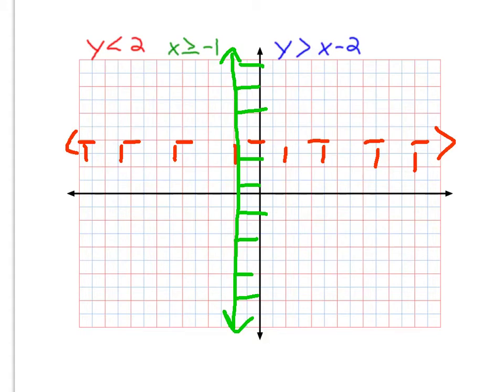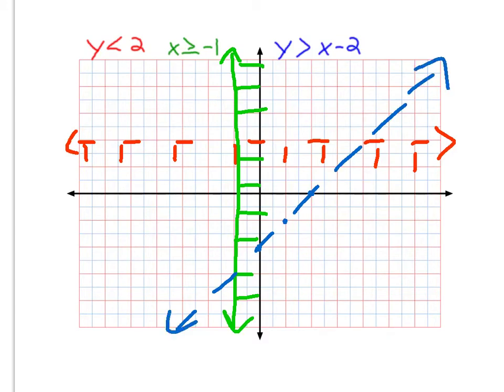It's y is greater than x minus 2, so I'm going to put a dot at -2 on the y-axis. Our slope goes up 1 and over 1, and up 1 and over 1. We're going to make sure that that's a dashed line running through these points, and we're going to use the comb technique.